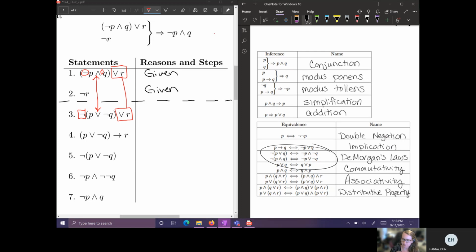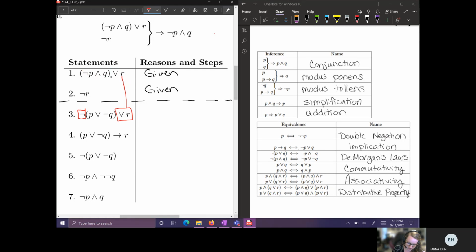Well, that would be De Morgan's laws. That's the only one that really works with moving negatives around. All the other ones with negatives just have the negatives in the rule. They're not manipulating the negatives in any way. De Morgan's law is the only one that works with manipulating and moving around the negatives, the negations.